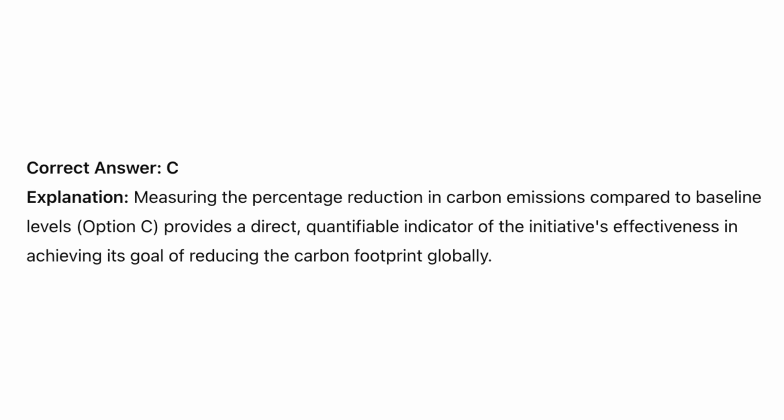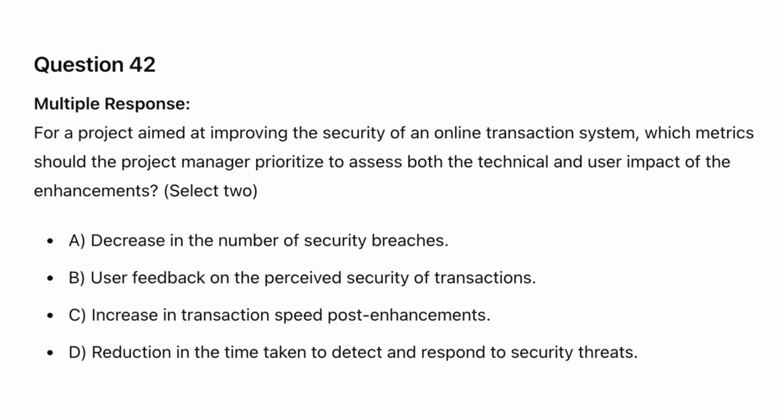Correct answer C. Explanation: measuring the percentage reduction in carbon emissions compared to baseline levels. Option C provides a direct, quantifiable indicator of the initiative's effectiveness in achieving its goal of reducing the carbon footprint globally.